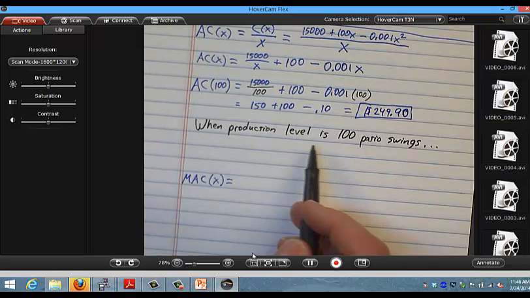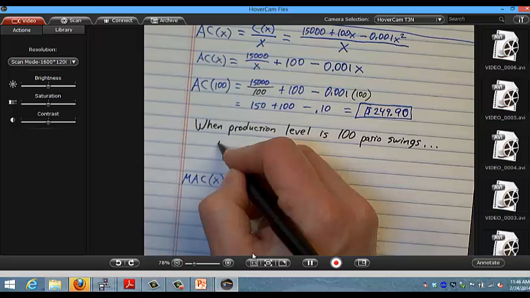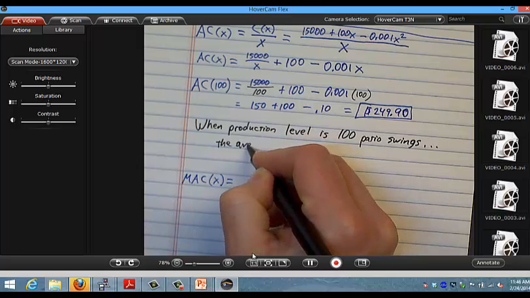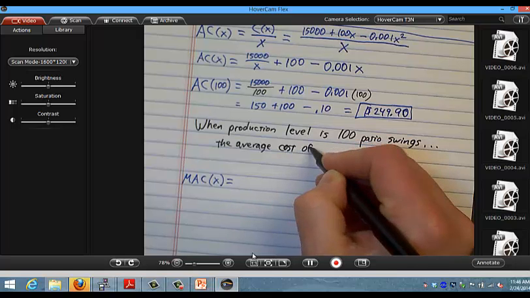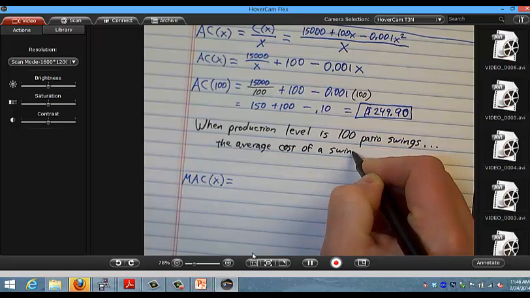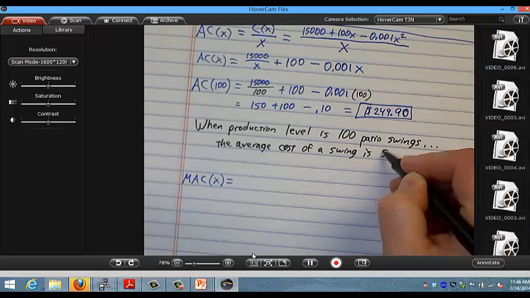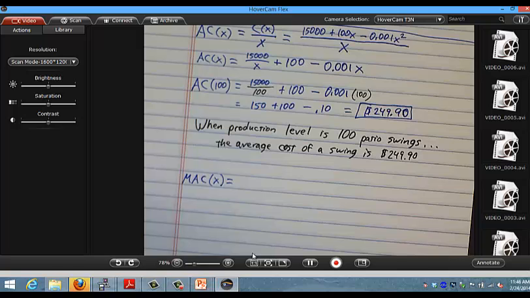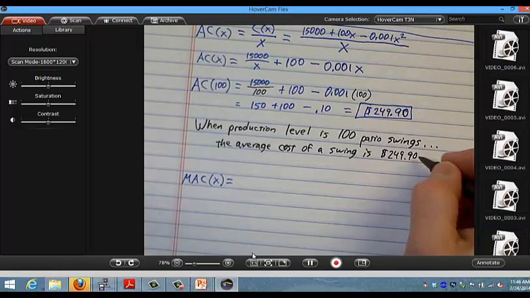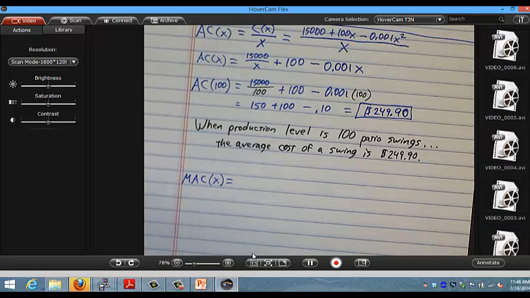When the production level is 100 patio swings, the average cost of a swing is $249.90. I figure if I want to help you get better at interpreting, I have to show you how to interpret, right? That's really my job here.